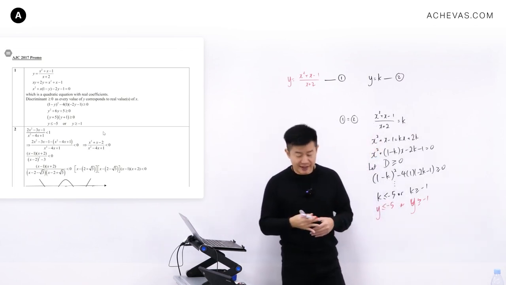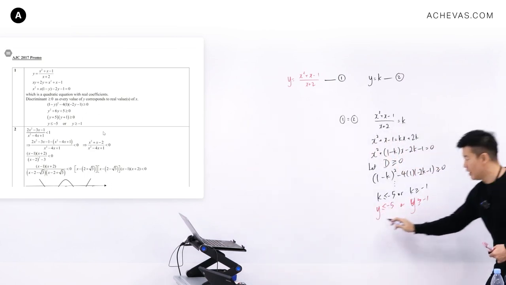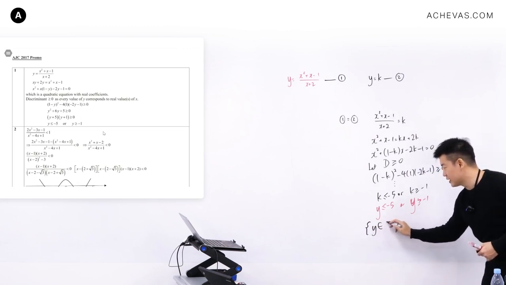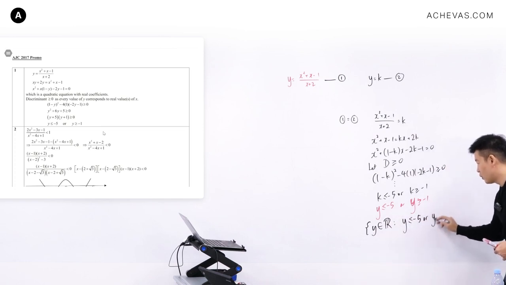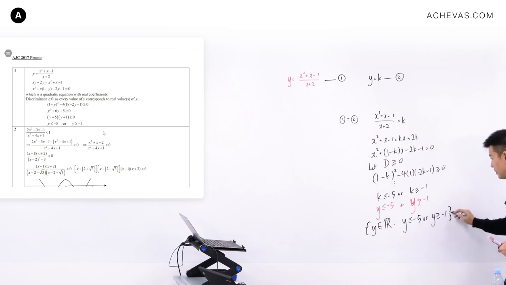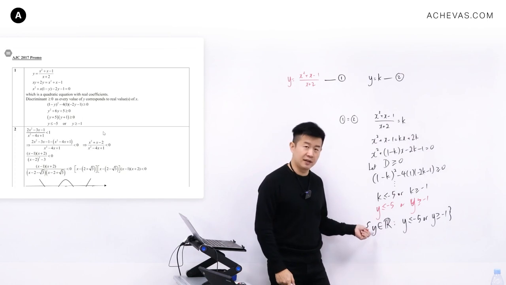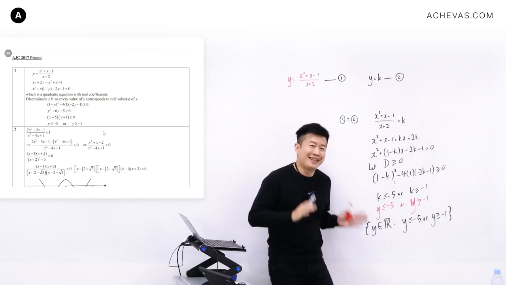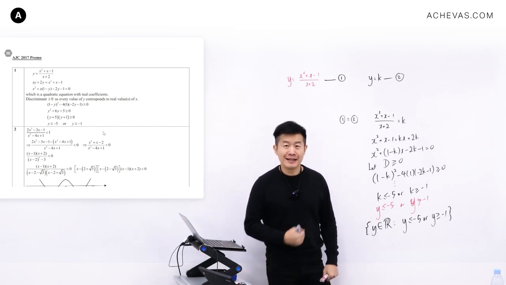If the question asks you for the set of values that y can take, presentation-wise, I'm not going to leave it in this form. I'm going to make sure that I write it in set notation. So I'll write it as something like this: y is less than or equal to minus 5, or y is bigger or equal to minus 1. I will make sure that I write it like this. And this is not just presentation. This is important.